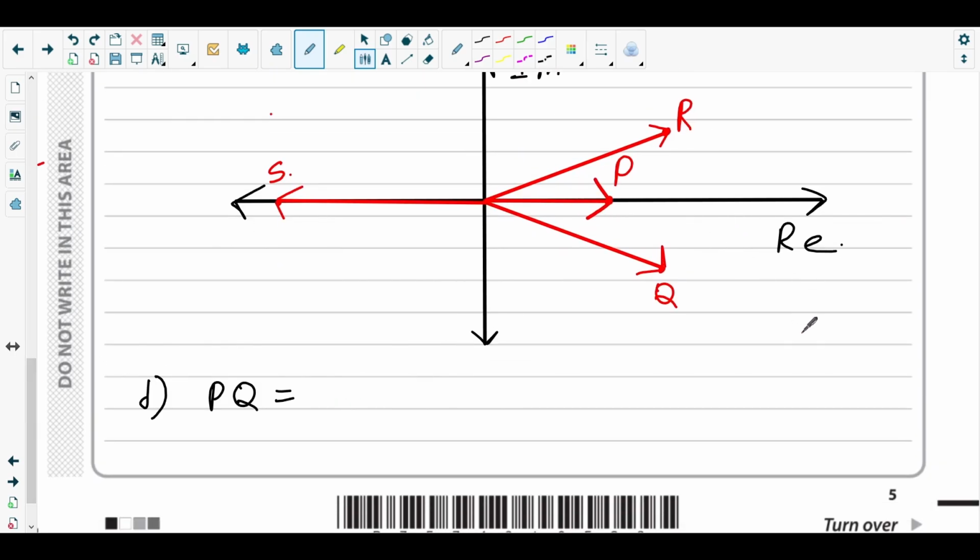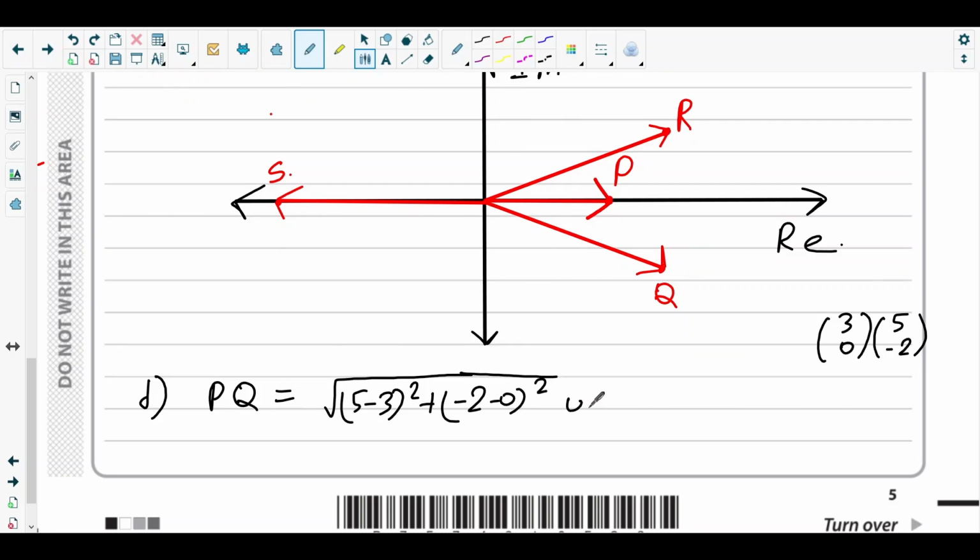The position of P is basically (3, 0), and the position of Q is basically (5, -2). So the length is the square root of (x2 minus x1) whole squared plus (y2 minus y1) whole squared. So 5 minus 3 whole squared plus -2 minus 0 whole squared. So 5 minus 3 is 2, 2 squared is 4. So 4 plus 4 is 8. Square root of 8 is 2 square root of 2 units. That's the length of PQ.